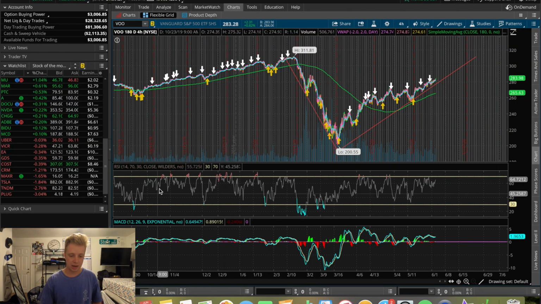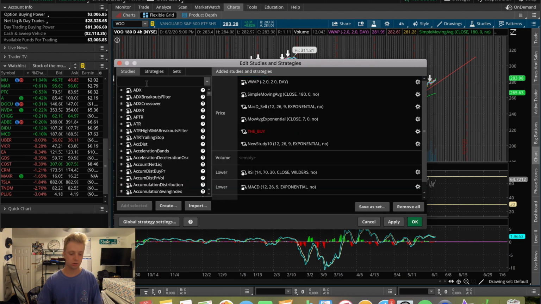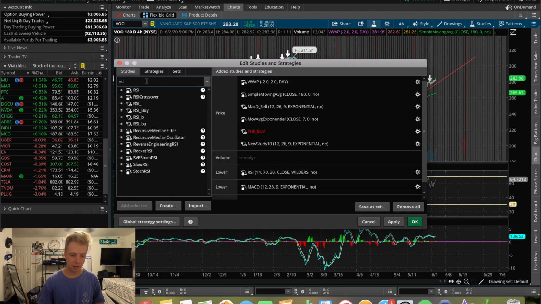So today, talking about the RSI, which is the relative strength index. If you look at my screen here, you will notice that the RSI is right here in the middle, and if you don't know how to add RSI, what you do is go up here into Edit Studies, search RSI, and literally the first one, you click on it and hit Apply.